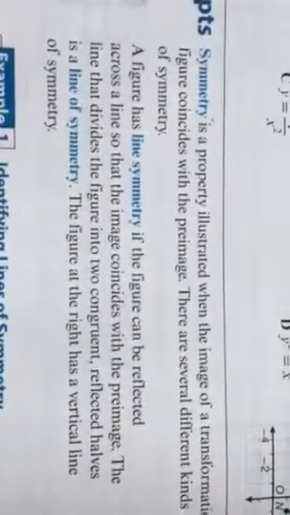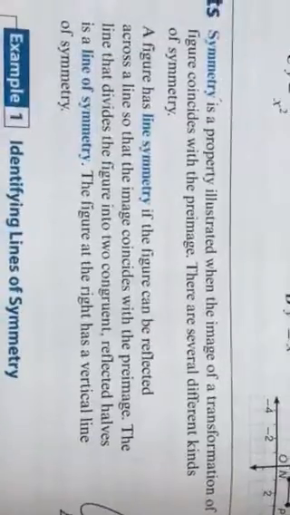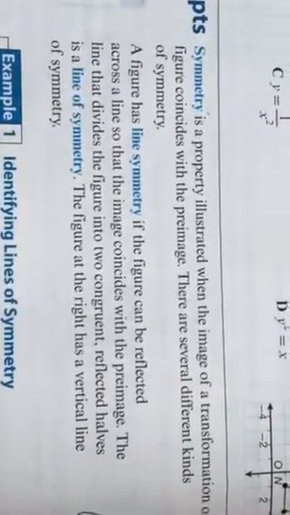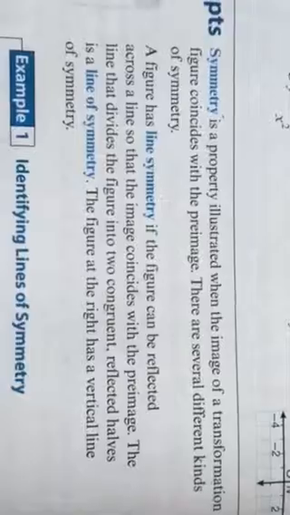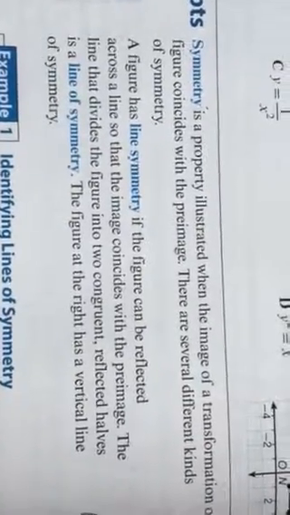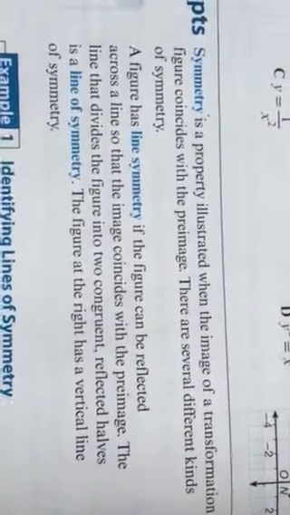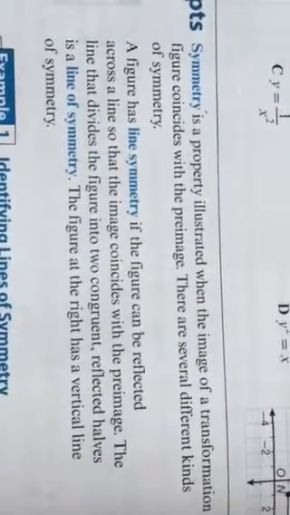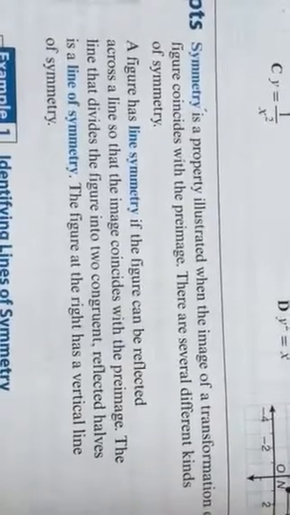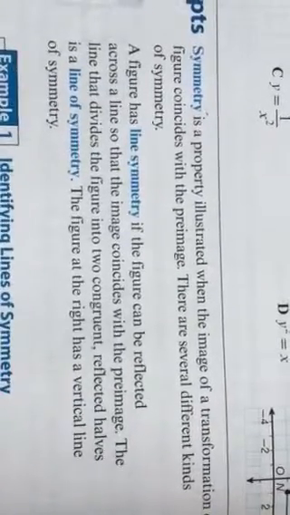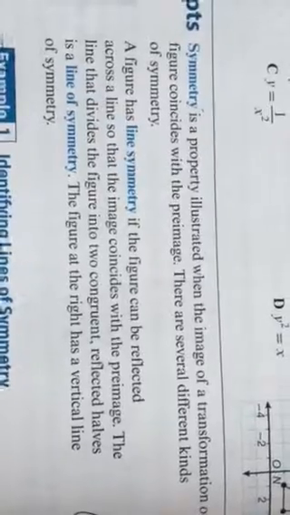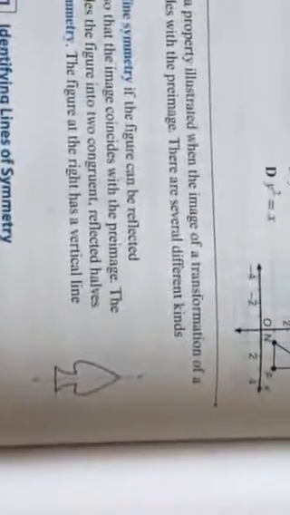Good thing to watch. Symmetry. Symmetry is a term that you're familiar with. It is a property illustrated when the image of a transformation of a figure coincides with the pre-image. There are several different kinds of symmetry. A figure can have line symmetry if the figure can be reflected across a line so that the image coincides with the pre-image. The line that divides the figure into two congruent reflected halves is a line of symmetry. The figure at the right has a vertical line of symmetry.